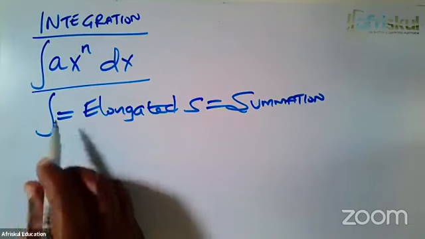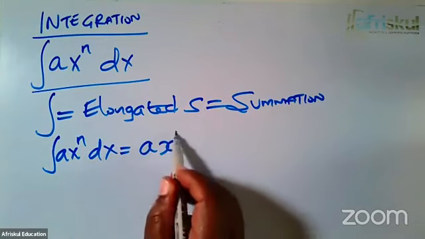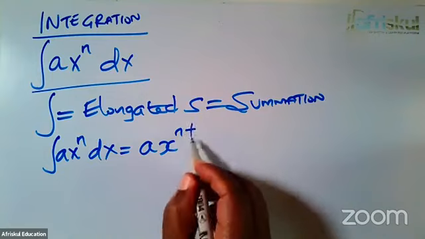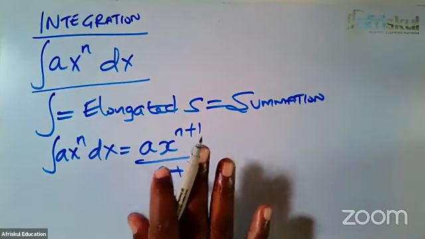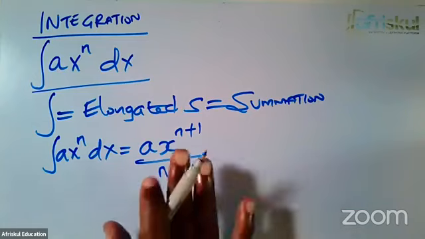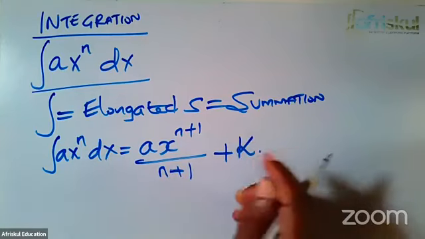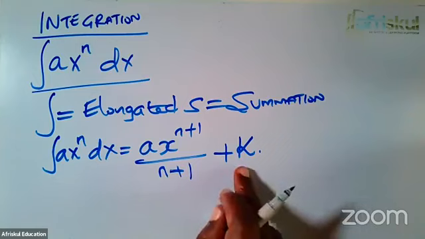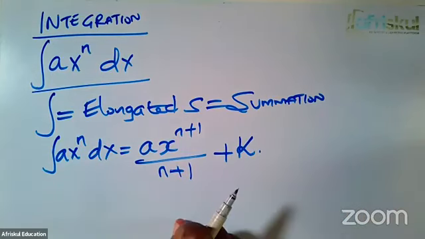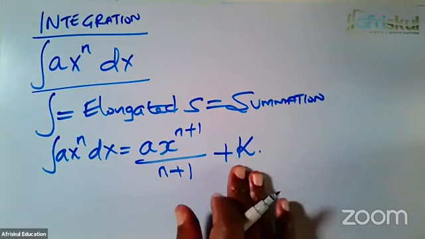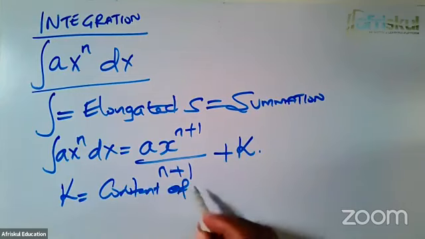So then remember the rule of integration. If you are told to integrate ax raised to n with respect to x, then what we shall get at the end of the day will be ax raised to n plus 1 all over n plus 1. So we increase the power by 1, and then we divide by the new power. And don't forget that for integration, we normally include a constant k. Perhaps your teacher uses c, no problem. Go with the symbol that your teacher uses. For me, in this particular case, I prefer k. So k is the constant of integration.